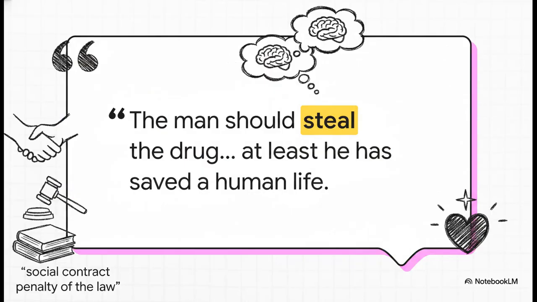But despite that low 10% statistic, Kohlberg did claim that this quote right here represents a very typical mature adult response. The man should steal the drug to cure his wife. He may have to pay a penalty, but at least he has saved a human life. Notice how this reasoning acknowledges the social contract, meaning the penalty of the law, but it ultimately prioritizes the universal ethical principle of a human life.